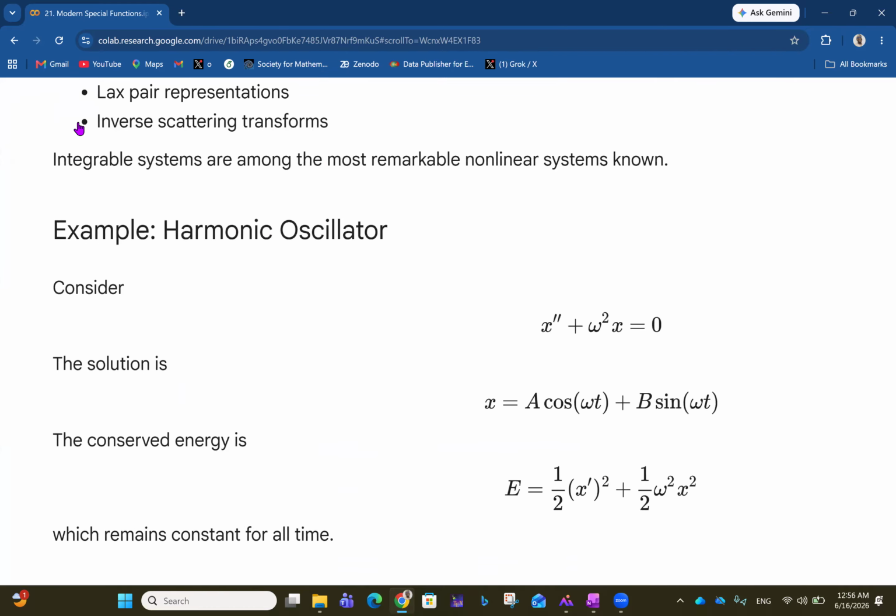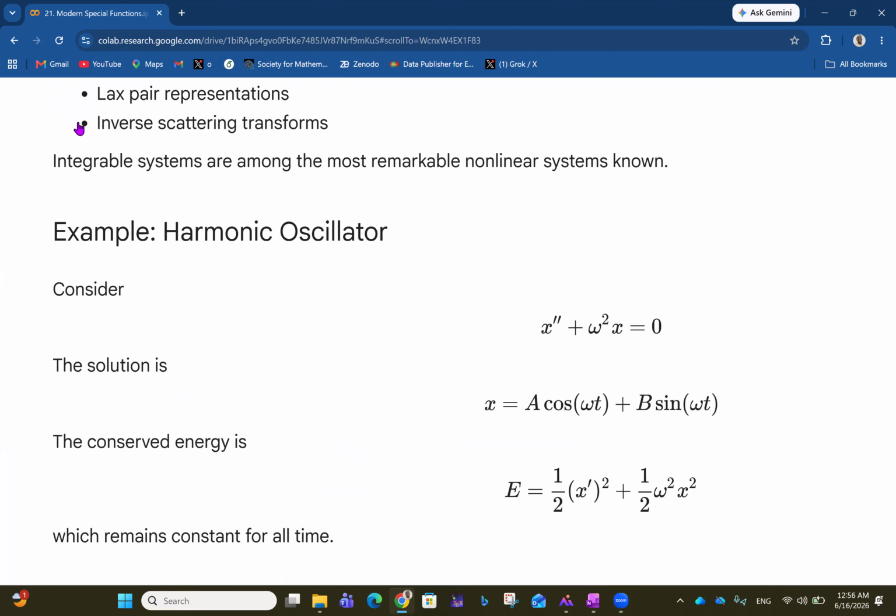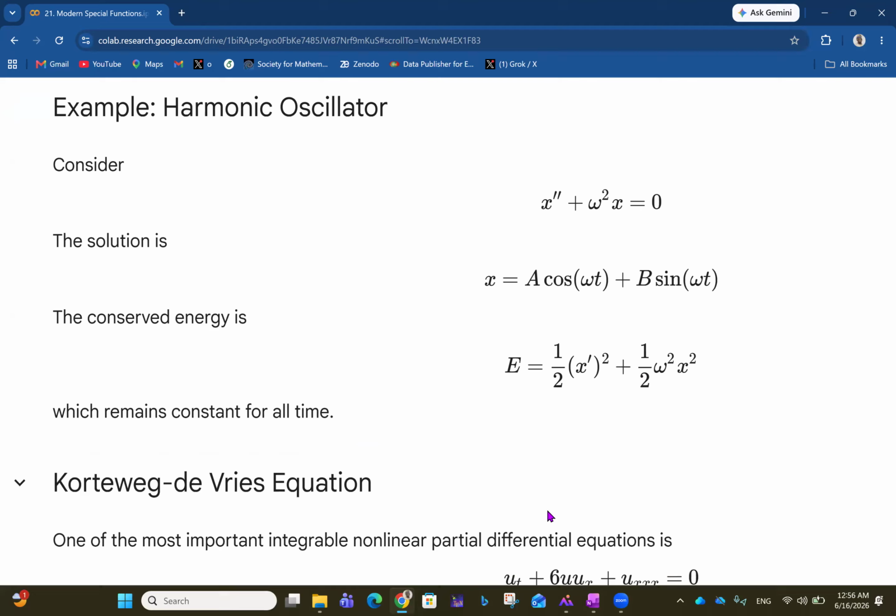So we have an example in harmonic oscillators. If you consider x double prime plus omega squared x equals 0, the solution is simply x equals a cos omega t plus b sin omega t. That follows from the standard idea of differential equations. And then the conserved energy in that case becomes E equals half x prime squared plus half omega squared x squared, which remains constant for all time. That's for the harmonic oscillator.